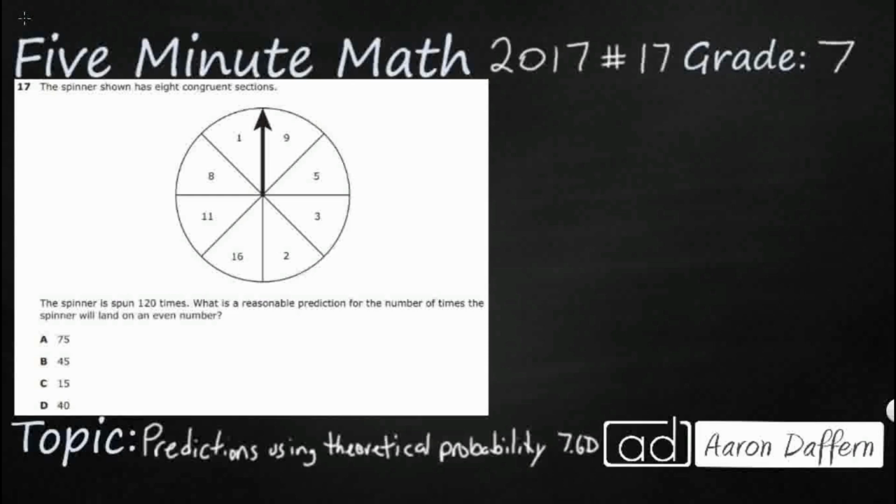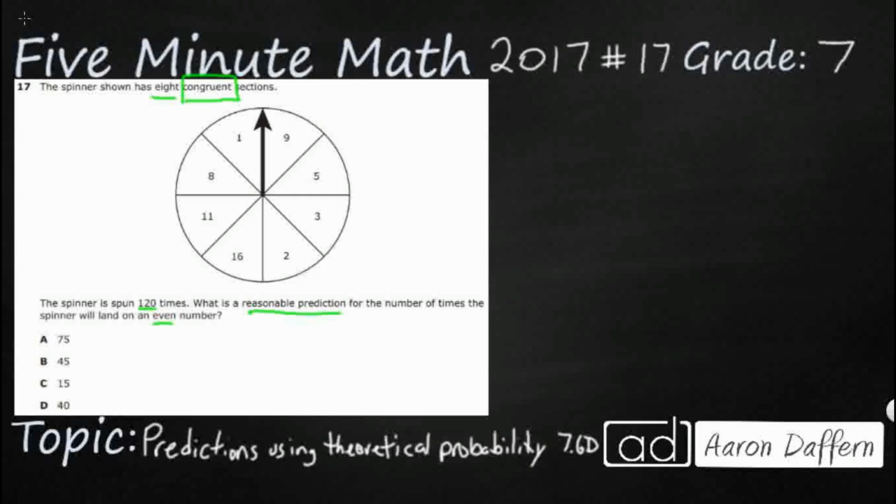So we have a spinner, and you notice they go ahead and label for us. We've got 8 sections, and they are congruent. They definitely look even, but they're all congruent, which means you have an equal chance of getting any of these 8 numbers. So if we're going to spin it 120 times, we need a reasonable prediction of landing on an even number. So this is why having 8 congruent sections is extremely important.